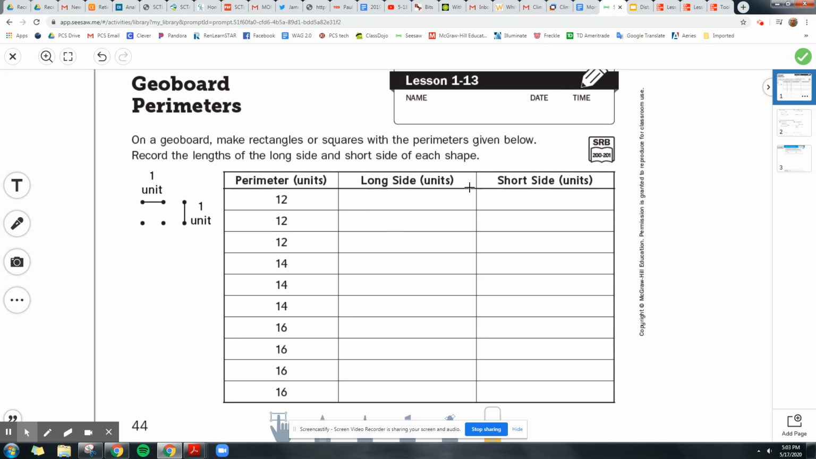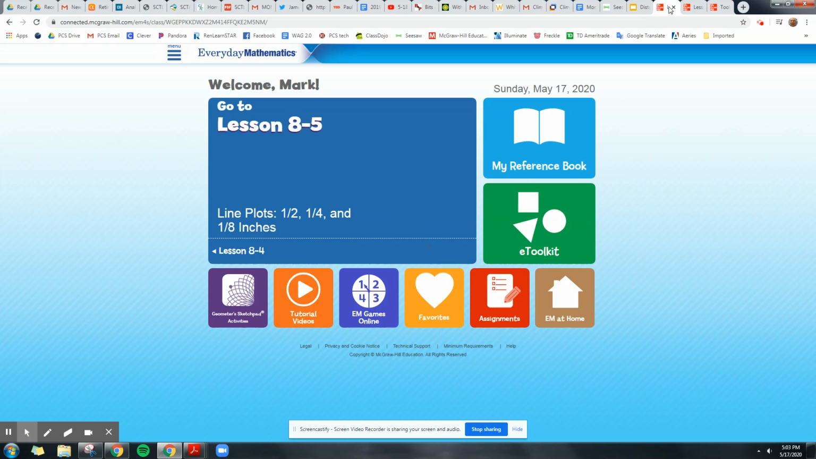So we've got the sheet here. We're going to be going back and forth between this sheet and the eToolkit GeoBoard. So you're going to see lesson 8-6, but it doesn't matter. You can always get to the eToolkit from any lesson. So I click on the green eToolkit. We're going to need a GeoBoard.